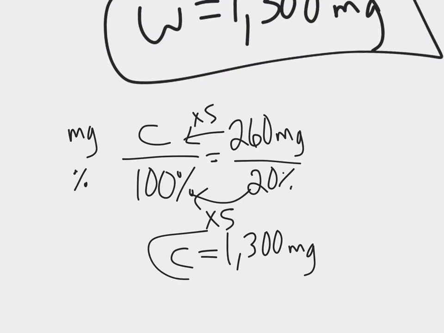Okay. Another observation a student made here is 20%. If you know 20% is 1/5, if you have 1/5, then that means you need to multiply by 5. So 260 times 5 would be 1,300 milligrams as well.